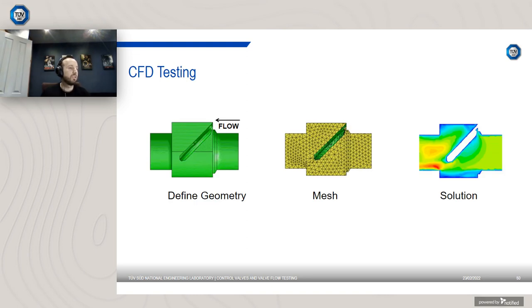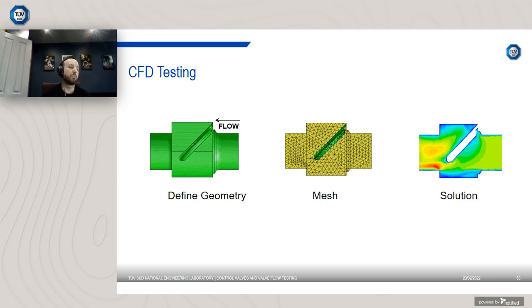So what is CFD modelling, or computational fluid dynamics? To put it simply, it's simulating the behaviour of fluid flows using numerical models. And you can then visualise the behaviour of the fluid flow in various different ways.